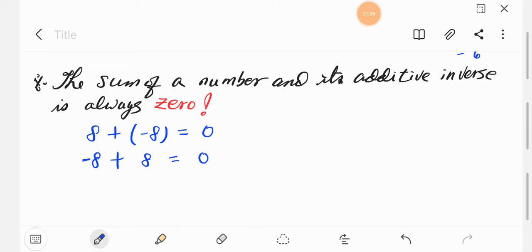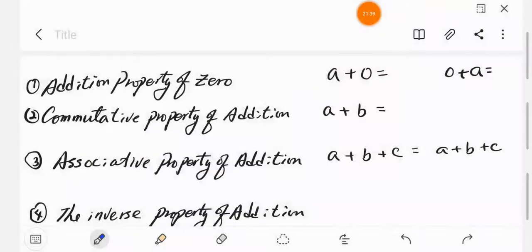So let's learn more properties. Okay, first of all, the addition property of 0. Addition property of 0 means you are adding 0 to a number. So a plus 0 is the number itself, right? a plus 0 is a, and 0 plus a is also a. So when you add 0 to a number, the result is the number itself. Whether a is the first number or second number doesn't matter. It's always the number itself. So it is called the addition property of 0. Very important part. This is really important. a plus 0 is a. 0 plus a is a.